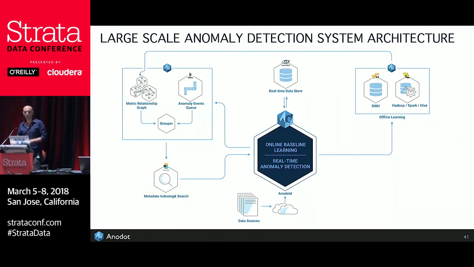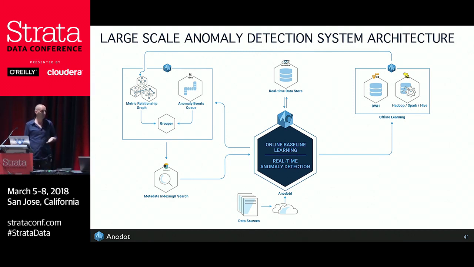Just to give you a sense of the architecture, and I'll explain why it's important. This is our architecture. We are on AWS, and the way we build our system to be real-time anomaly detection is that we do most of the learning of what is normal and detection of the anomalies on the stream itself, on the stream of data itself.